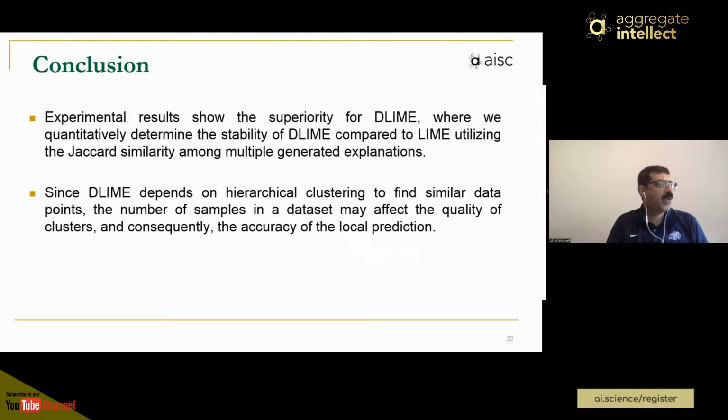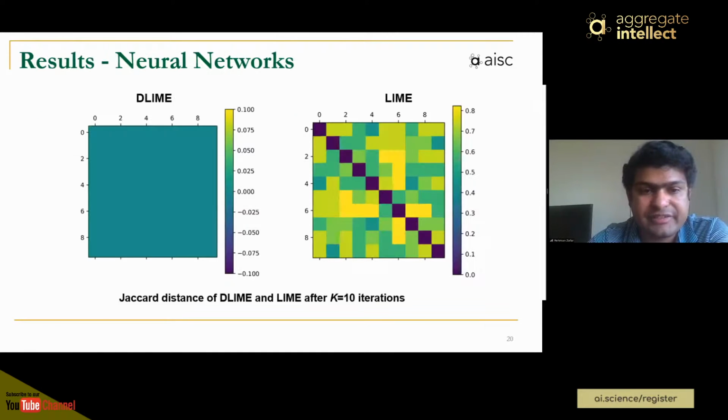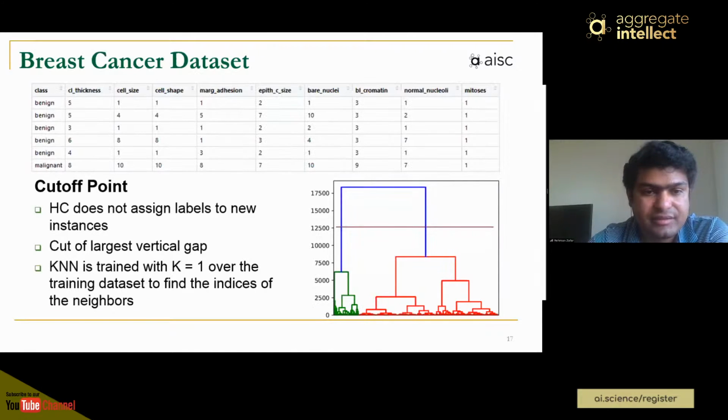So Rehman, we have a quick question from the audience. Basically, going back to your main point, DLIME is stable because it's using clustering, which is done on the training data. Can you just respond to that question, please? Yes, actually, clustering is done on training data.